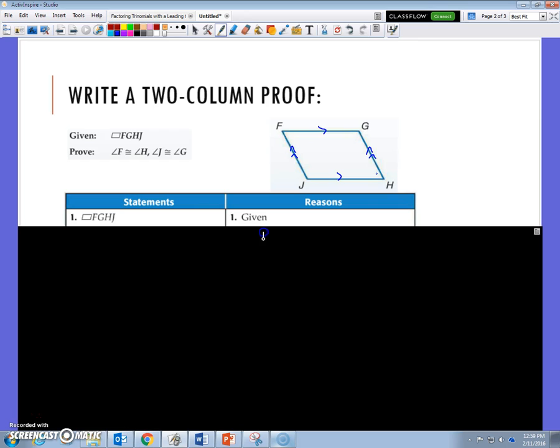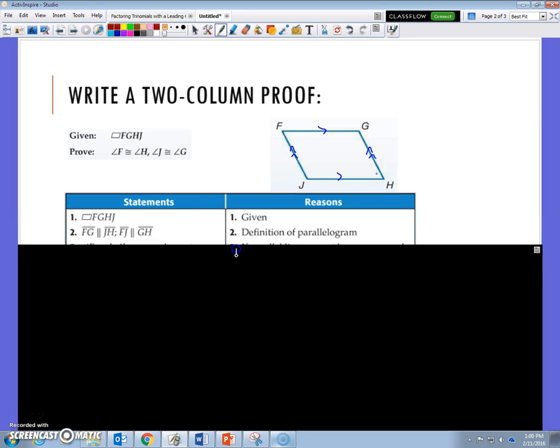First, we're going to start out with the given, and that is just the parallelogram FGHJ. And I've gone ahead and drawn the little lines on there that we need. FG and JH are parallel, as well as FJ and GH. Anyway, the two pairs of opposite sides are parallel. So that's the definition of a parallelogram.